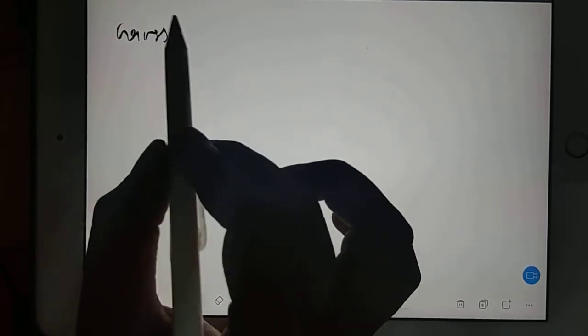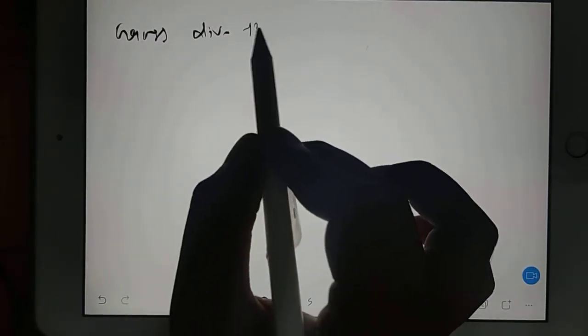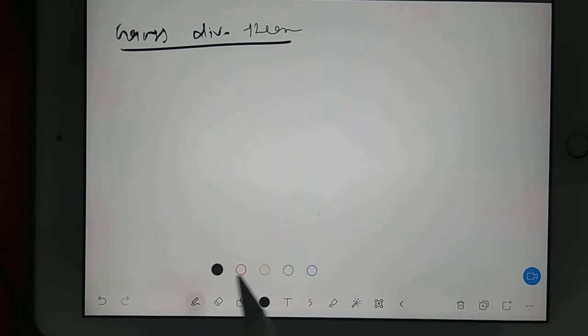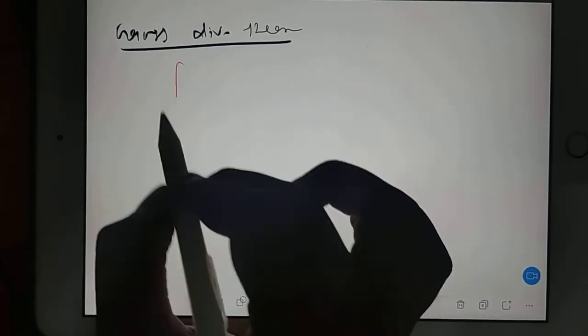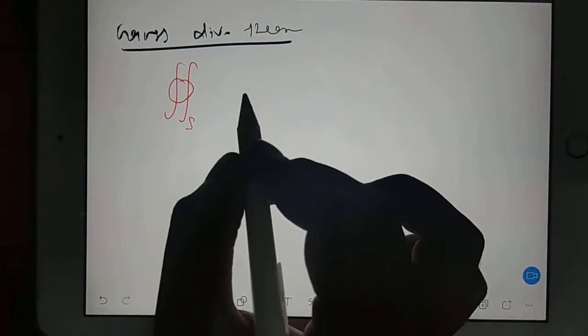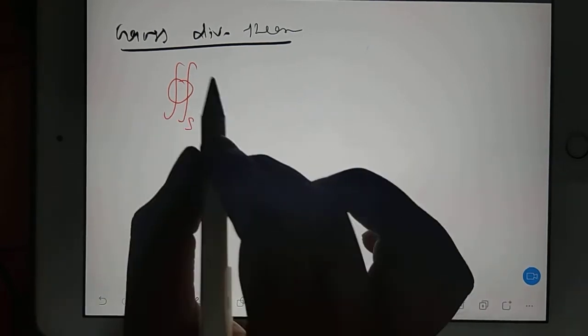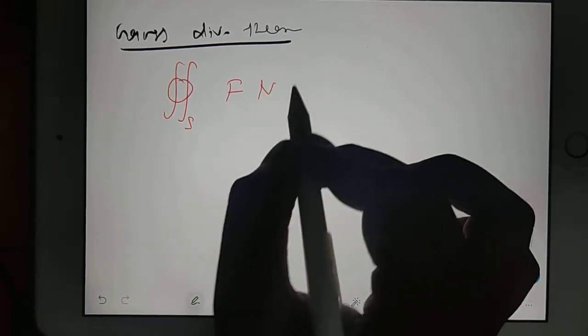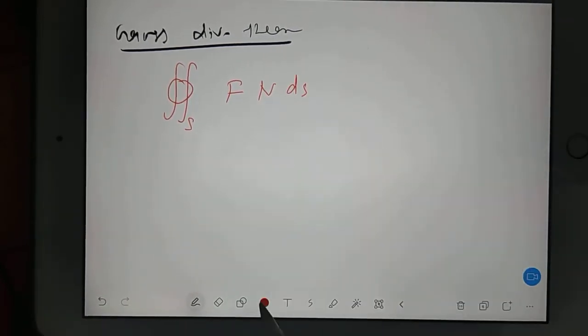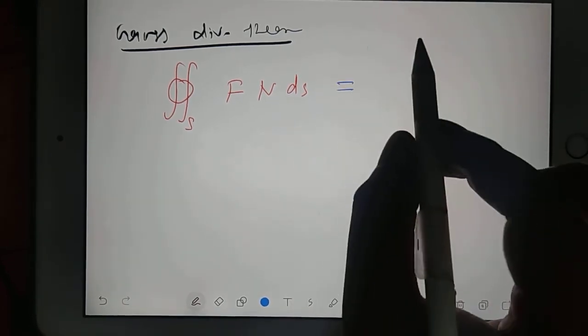Now here you are understanding what is the use of Gauss divergence theorem, right? Gauss divergence theorem. Actually what happens, you will be given a closed surface, so that F dot n dS is there. So what is your job? You will convert this into a volume integral.